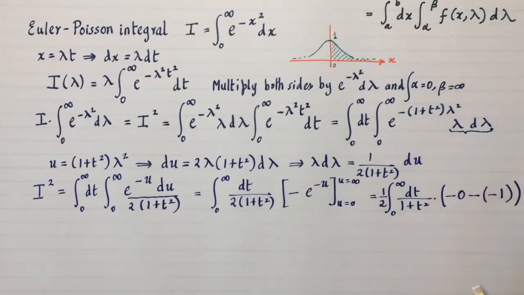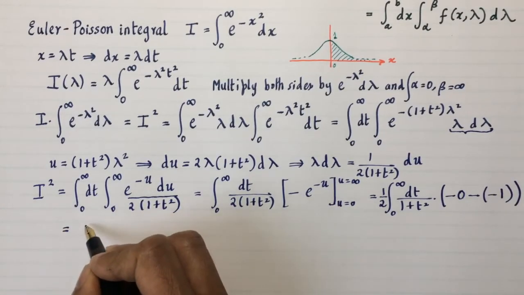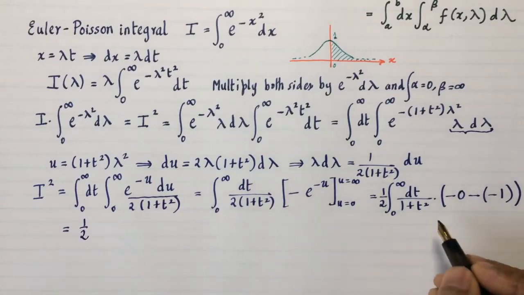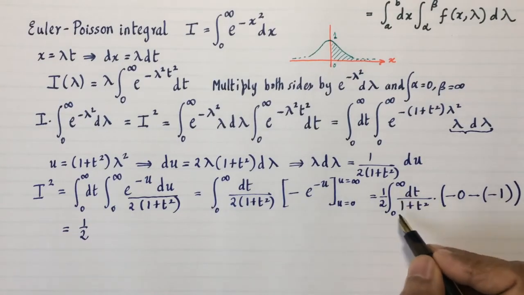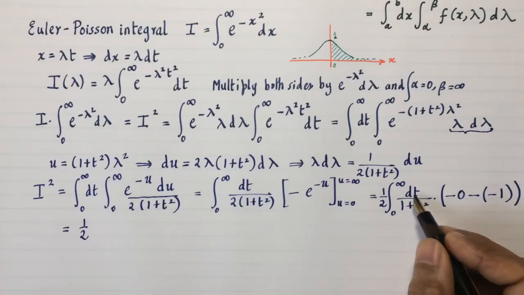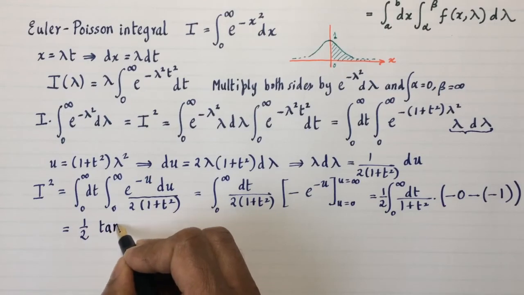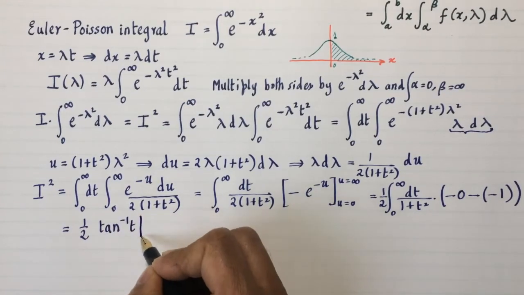In other words, the whole thing is just 1. So I have here I squared equal to half times the integral from 0 to infinity of dt over 1 plus t squared. The integral of dt over 1 plus t squared is just tan inverse t from 0 to infinity.